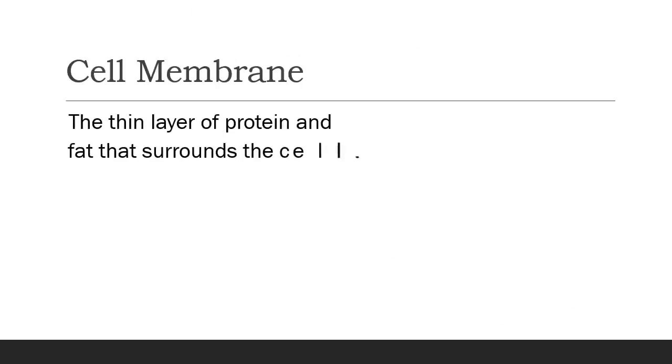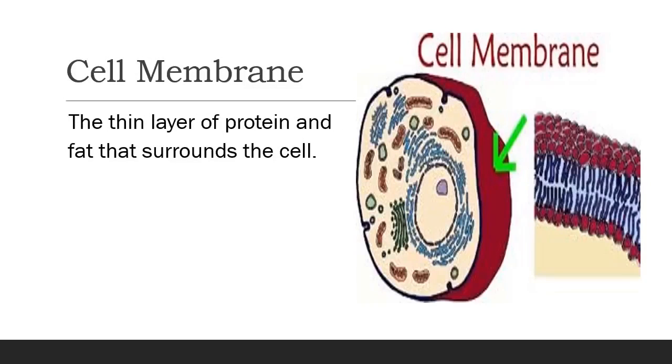The next part of the cell is the cell membrane. The cell membrane surrounds every individual cell. The cell membrane is made up of protein layer and lipid layer known as phospholipid bilayer. The cell membrane is semi-permeable or selectively permeable, meaning it does not allow all substances to get into the cell.